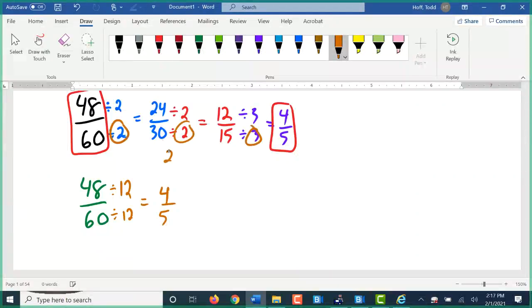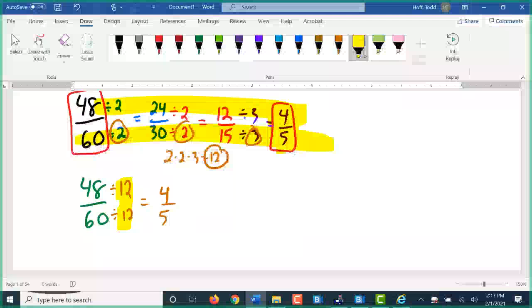If you multiplied those together, that's the greatest common factor. Now, it's easiest if you divide by the 12 at first. You get there in one step. But notice, we're going to get to the same spot if we divide by smaller numbers and just work our way down.